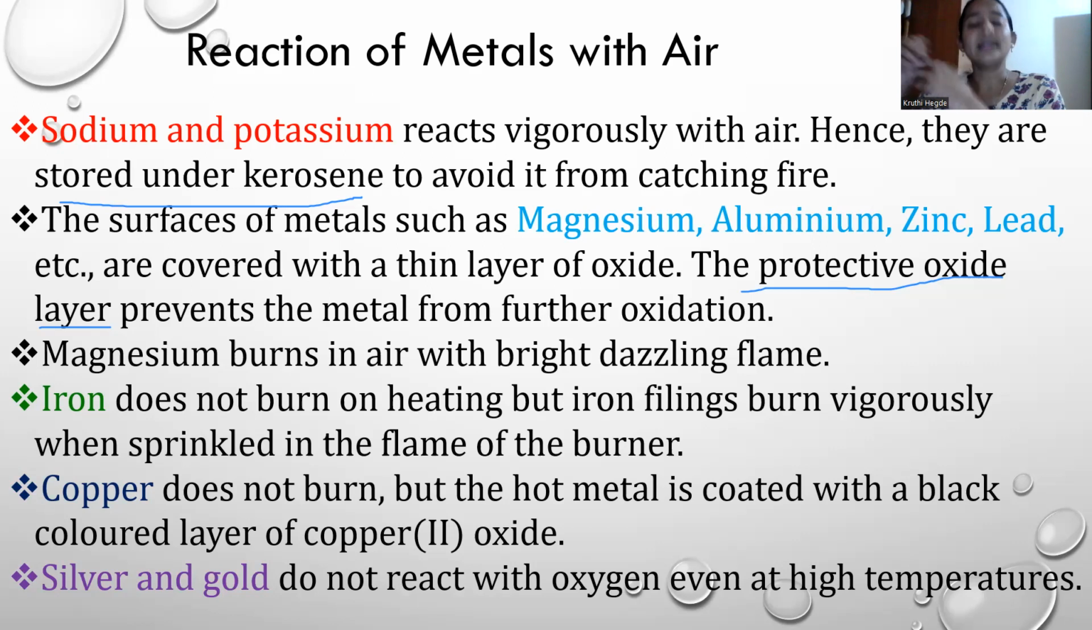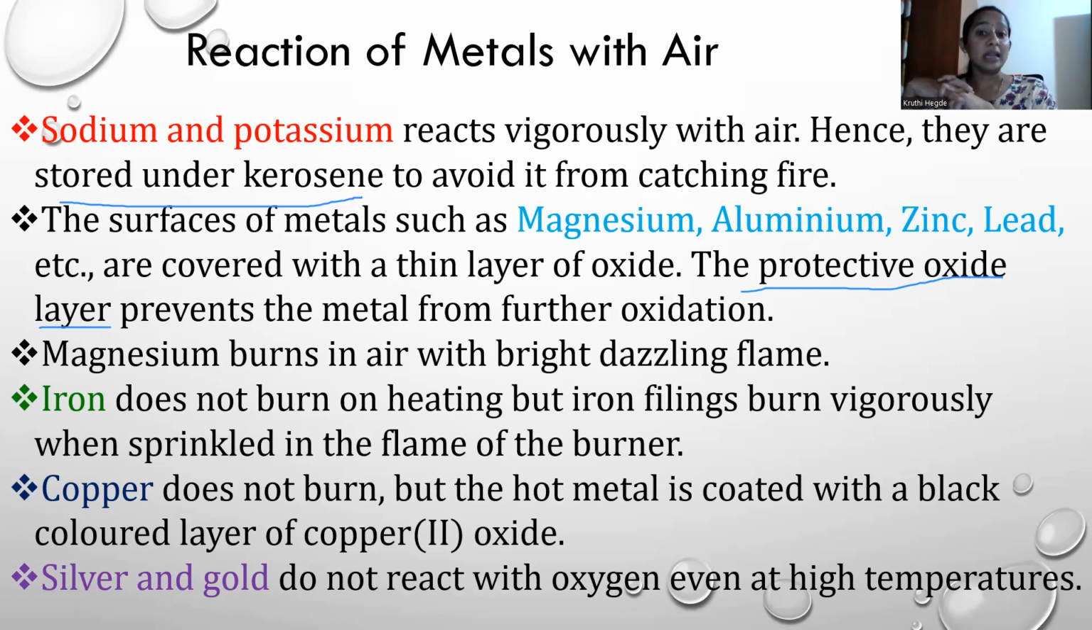Aluminium, zinc, lead, and even magnesium to some extent get coated with a thick layer of magnesium oxide, aluminium oxide, zinc oxide, and lead oxide, the respective oxides, which act as a protective layer. This protective oxide layer that gets formed avoids further oxidation.